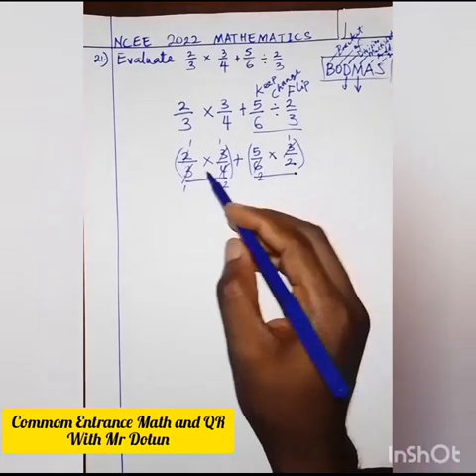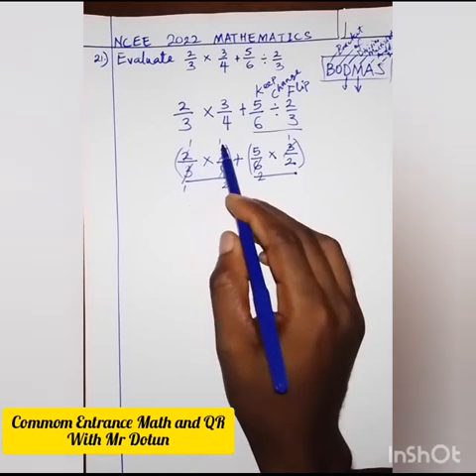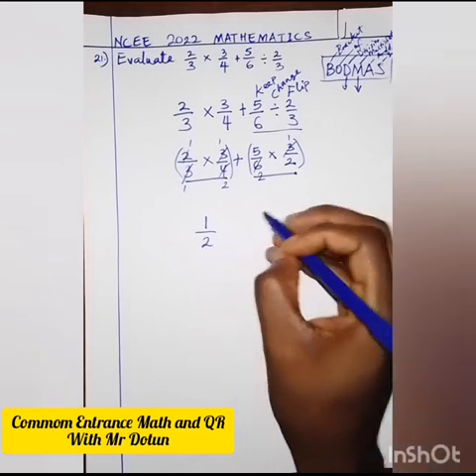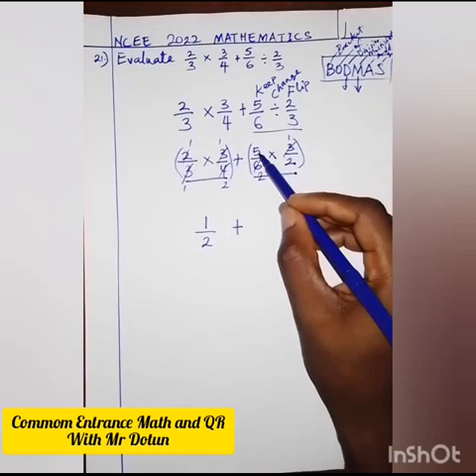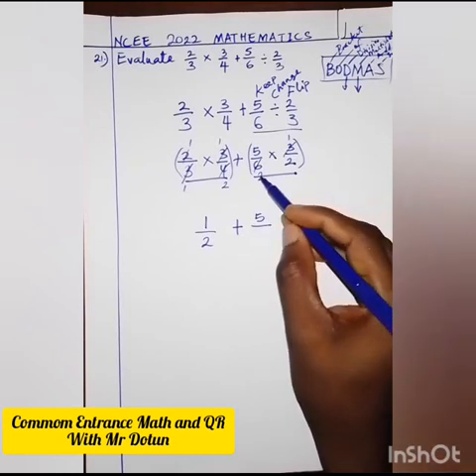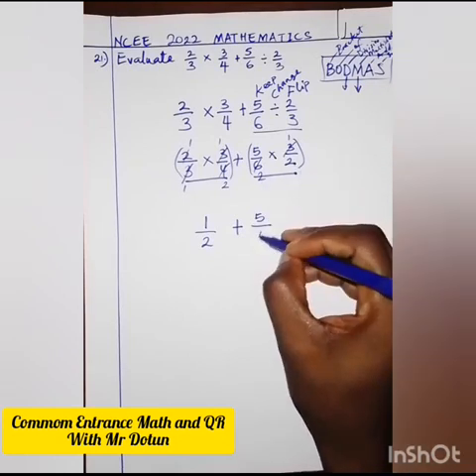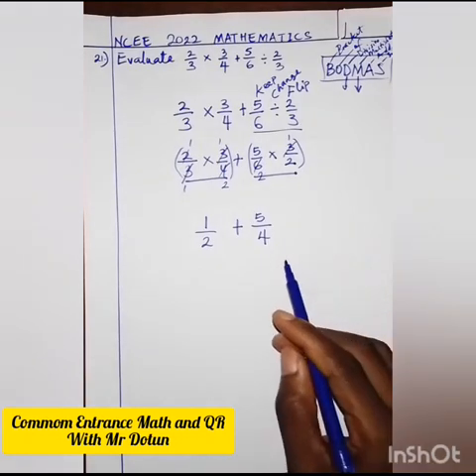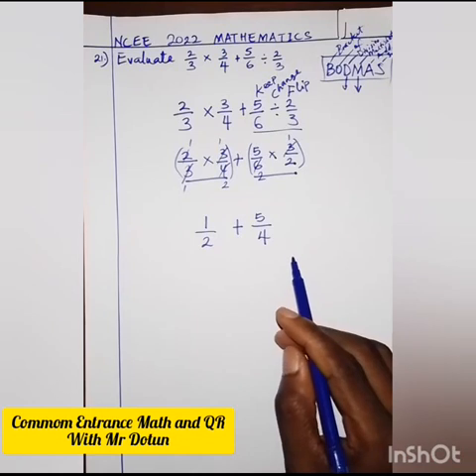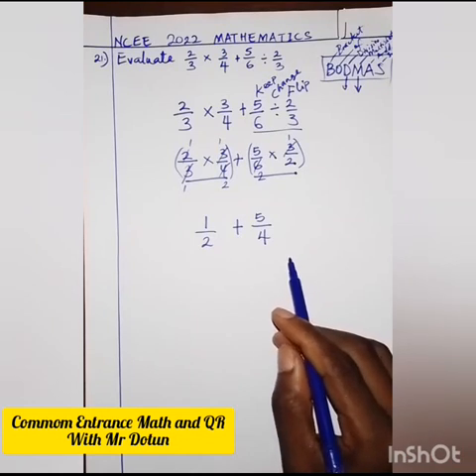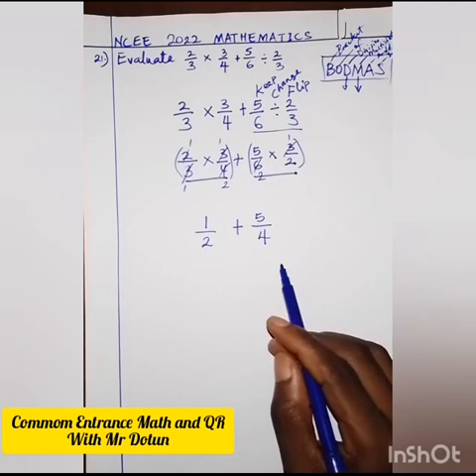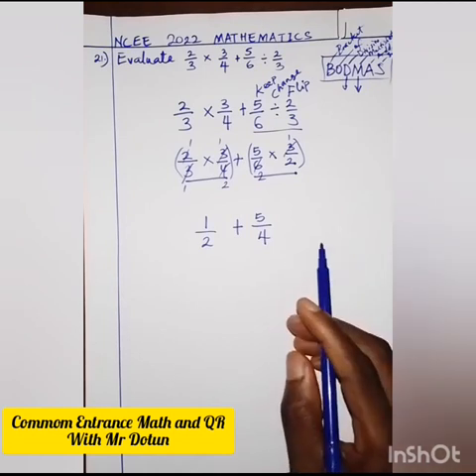So let's see, what do we have left in this bracket? 1 times 1 is 1. And here 1 times 2 is 2. Plus, here we have 5 times 1 is 5, and 2 times 2 is 4. So we are left with 1 over 2 plus 5 over 4. Addition of fractions, so many methods you could use: the LCM method, the equivalent fraction method, and so many other methods.